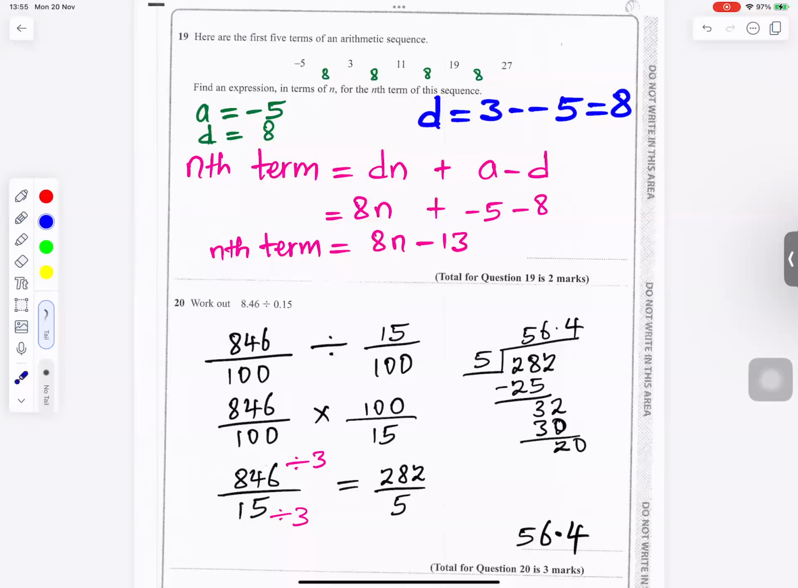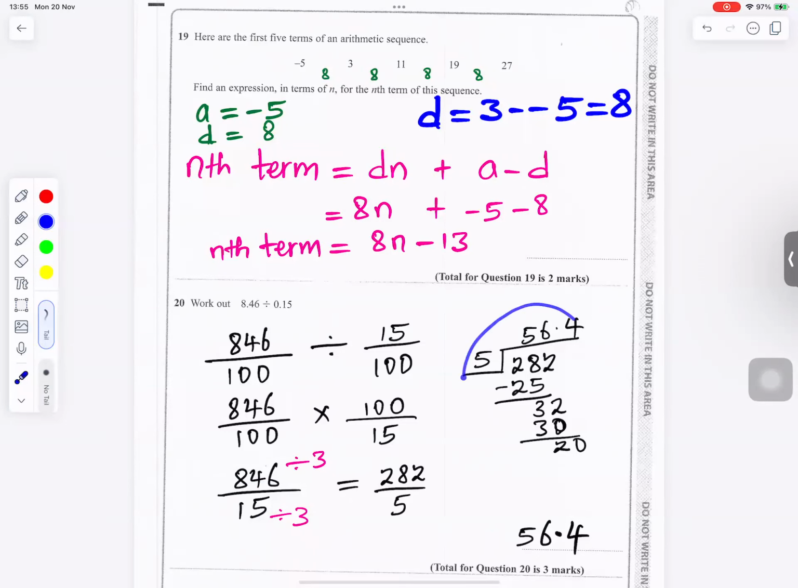Number 20, work out 8.46 divided by 0.15. What you can do is, 8.46 is the same as 846 over 100 divided by 15 over 100. So you keep, change, flip. Keep the first fraction, change the divide to times, and flip the second fraction. The 100 will cancel, so it's 846 divided by 15. If you divide by 3 and by 3, you get 282 divided by 5.